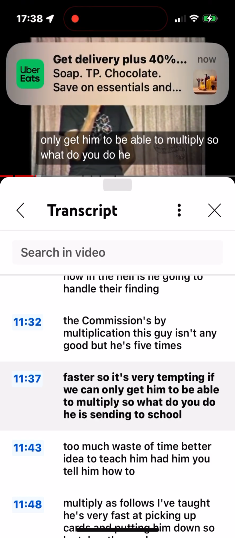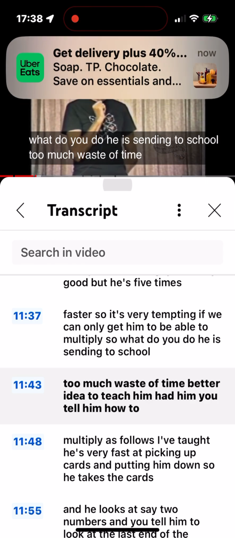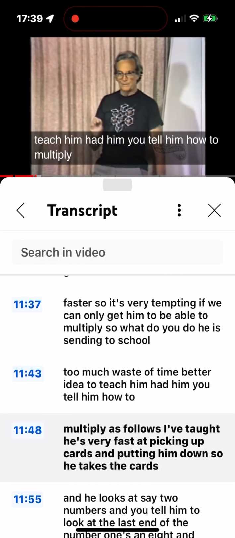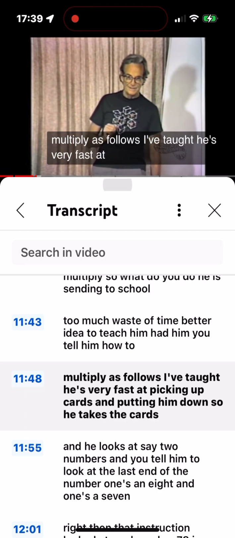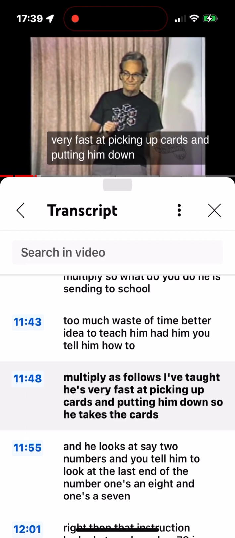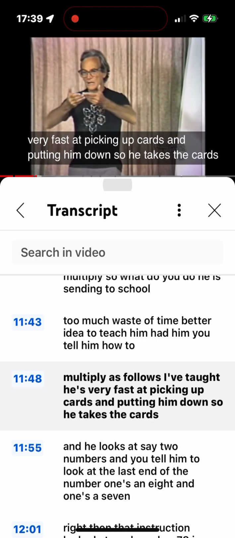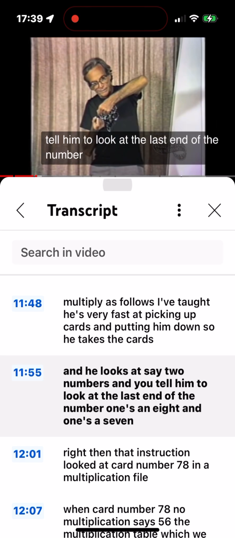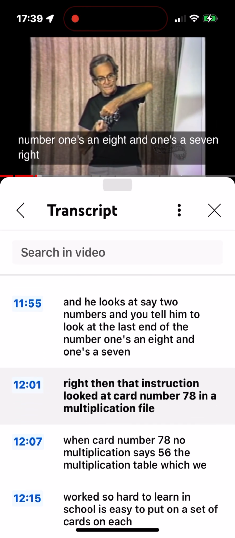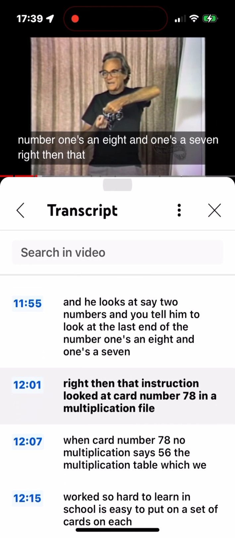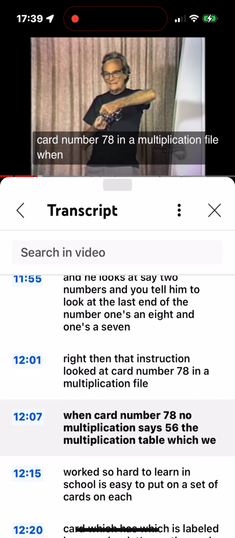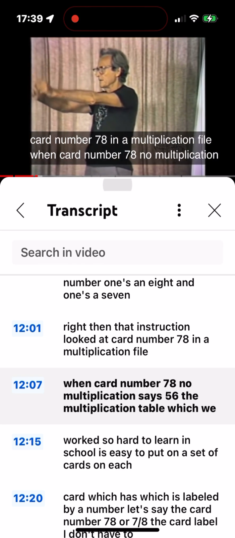So what do you do? You send him to school. Too much wasted time. Better idea. You teach him, you tell him how to multiply as follows. After all, he's very fast at picking up cards and putting them down. So he takes the cards and he looks at, say, 2 numbers. And you tell him to look at the last end of the number. One's an 8 and one's a 7. Right? Then that instructs him to look at card number 78 in the multiplication file. And then card number 78 in the multiplication says 56.